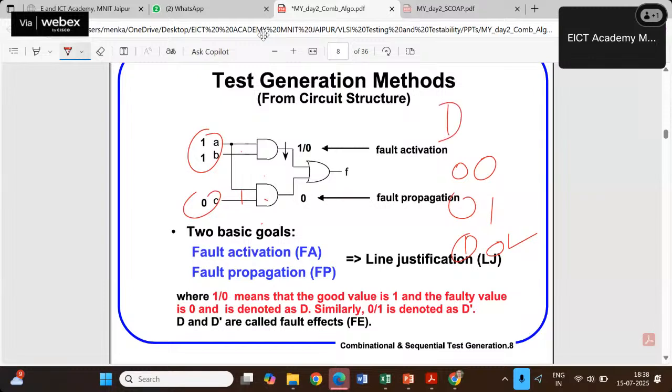D means if the true value is 1 and the faulty value is 0, we are going to denote it by D. Means the true value was expected to be 1, but the faulty value is 0. D dash is just the opposite of this. So D dash is the faulty value is 1 and the true value is 0. We are going to denote it by D dash. Okay. So D and D dash are called fault effects.